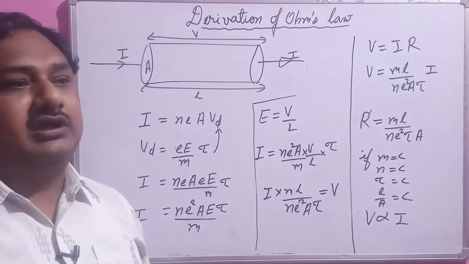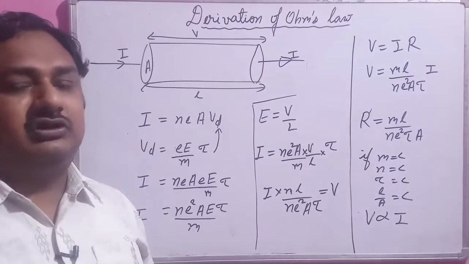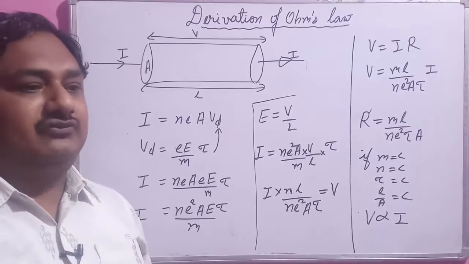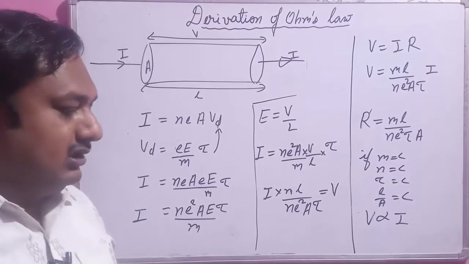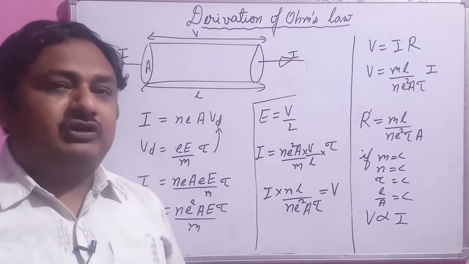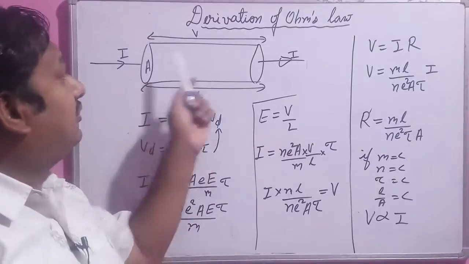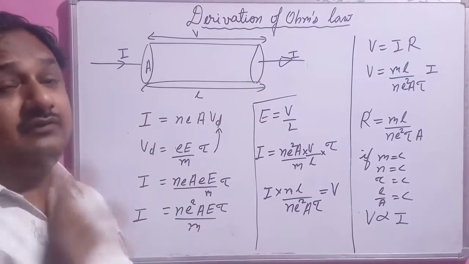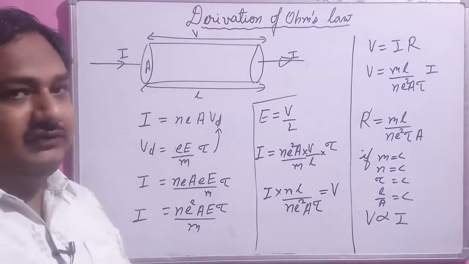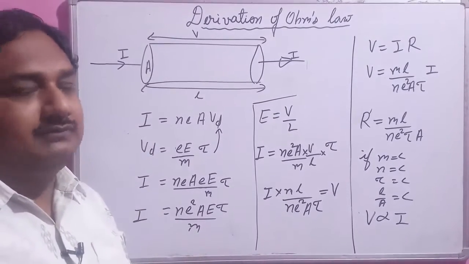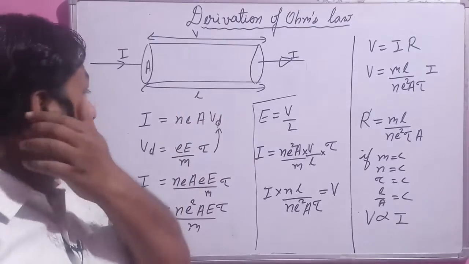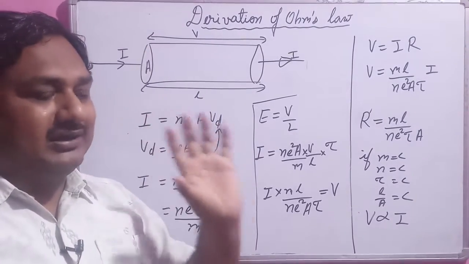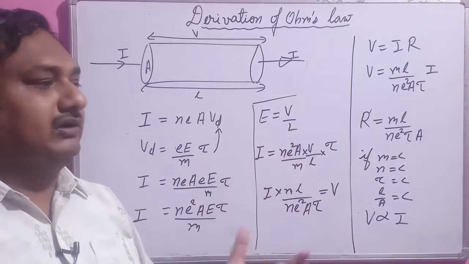Now, as you know, when a conductor is applied to some potential difference, an electric field is generated, and that electric field applies a force on the charged particles, or free electrons, due to which the electrons constitute a current. According to Ohm's law, the potential difference applied across the conductor is directly proportional to the current flowing through the conductor. This is the basic statement of Ohm's law.